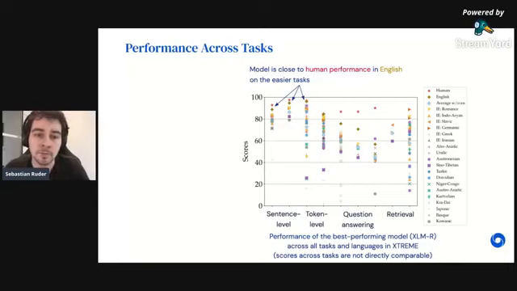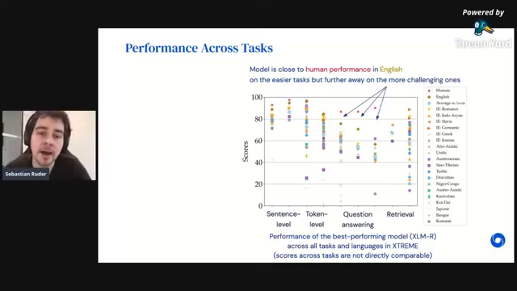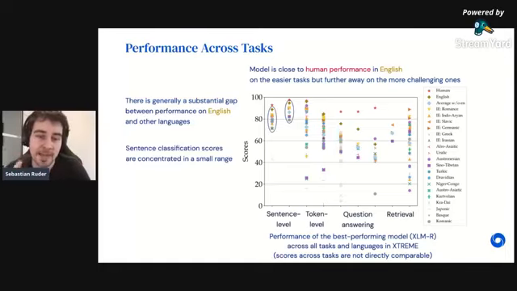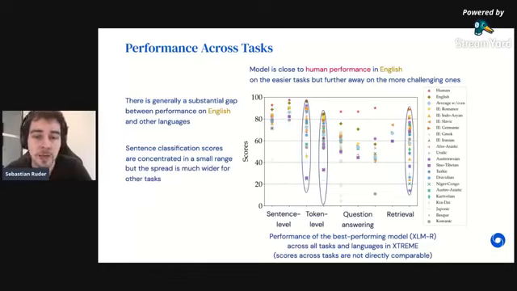First, the model actually performs close to human performance on English on some of the easier tasks, such as the token level and the sentence level classification tasks. But even for English, the model's performance is further away on some of the more challenging question answering tasks. We can generally also see that there's a substantial gap in performance between English and the other languages across most of the tasks. However, this gap, or the range in which the scores are spread out, is a lot more concentrated for some of these easier sentence level classification tasks. And we have a lot larger spread across languages for some of the more challenging retrieval or token level tasks here.